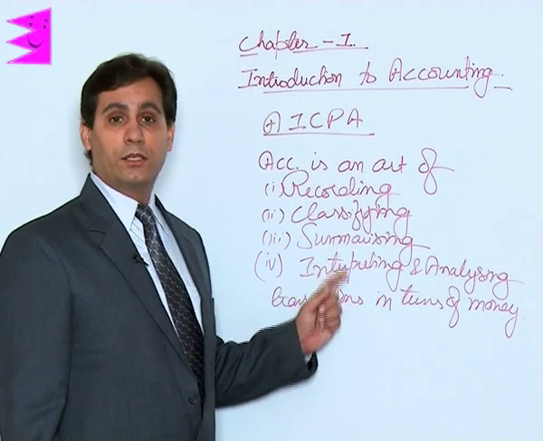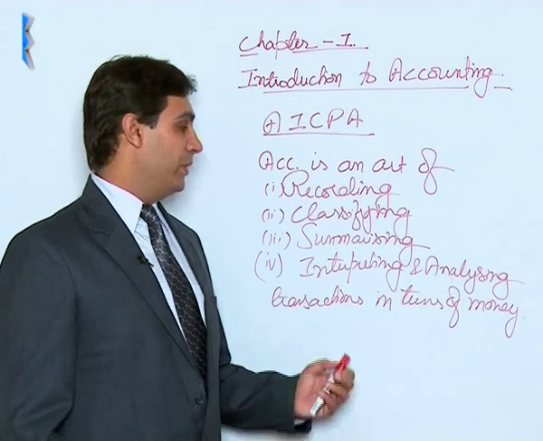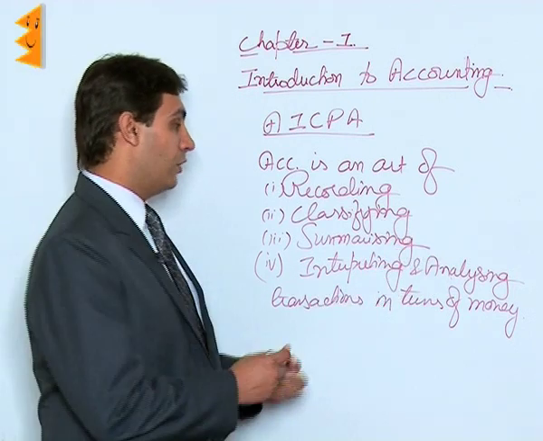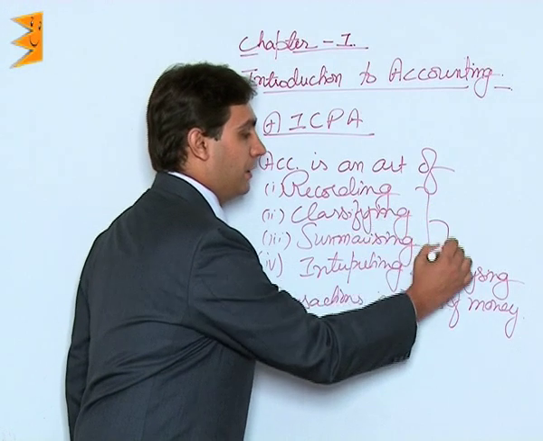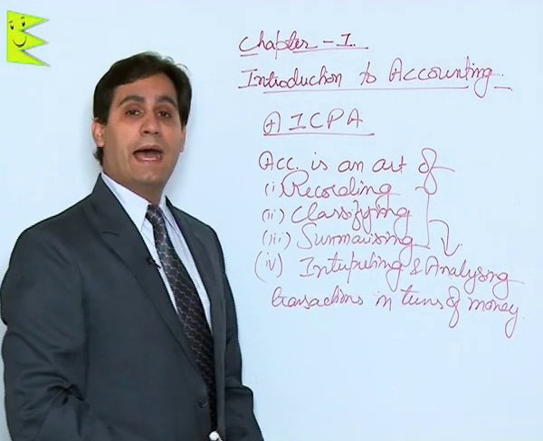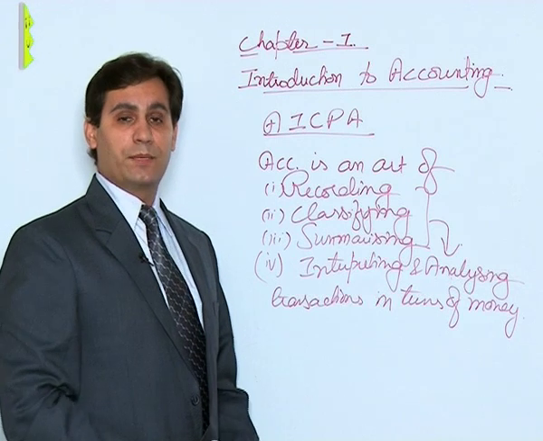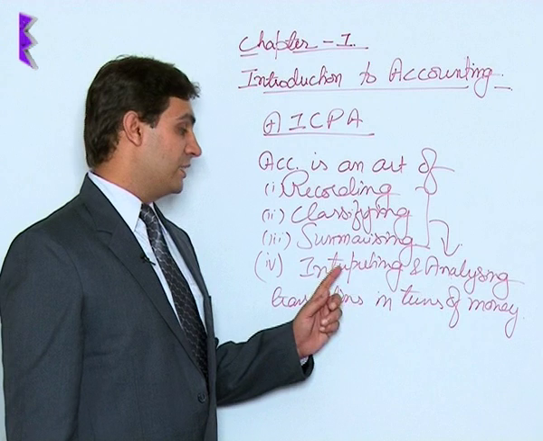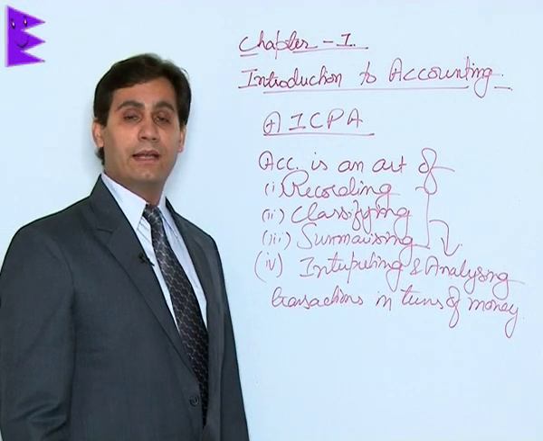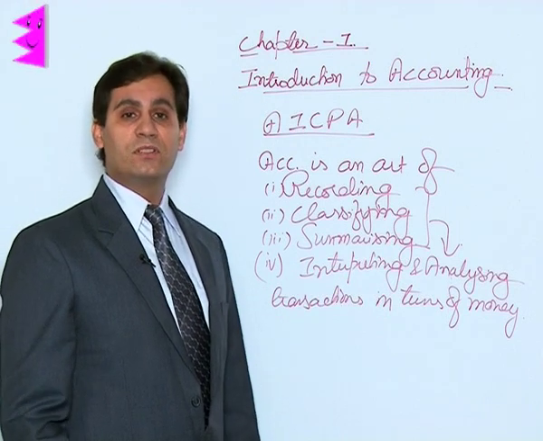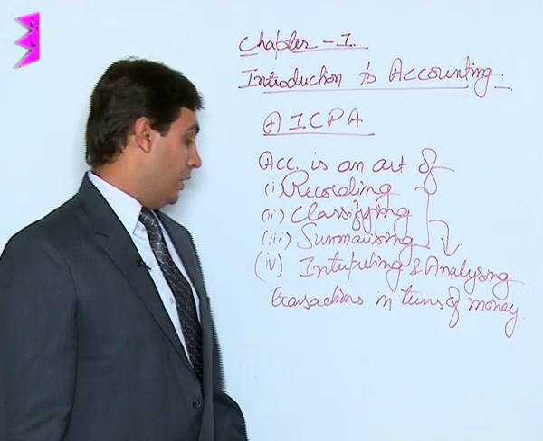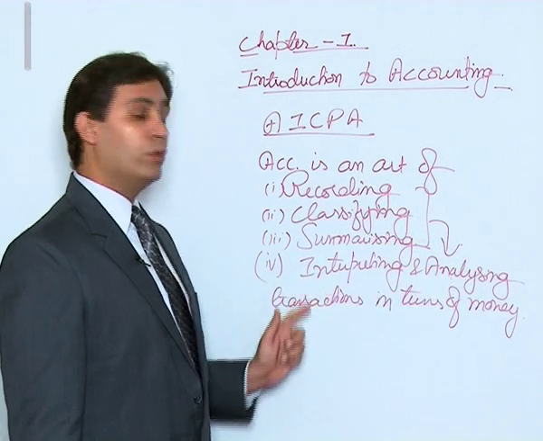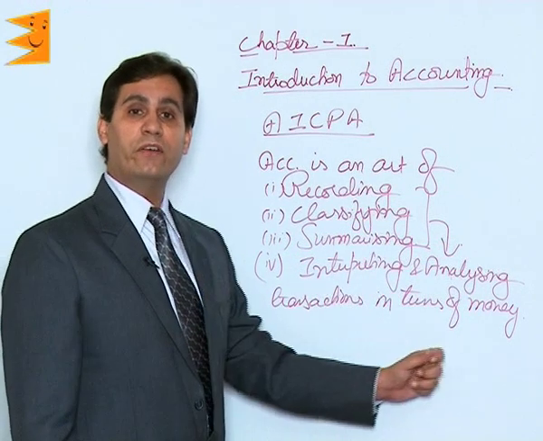Then summarizing, to get meaningful information out of classified information. And once all these three steps have been done, then to interpret and analyze the results of these steps. That is, any business is undertaken with the motive of profit. So in this step we calculate profit and analyze how the performance of the business can be improved. And it goes on to say these steps are to be applied only on those transactions which are in terms of money.